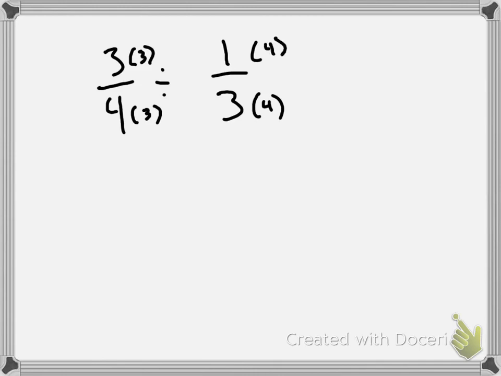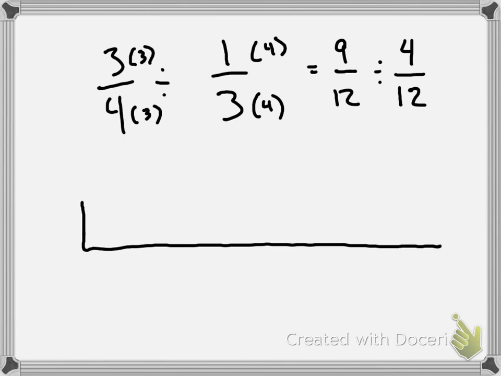So let's go ahead and rewrite this then. What we have now is 9/12 divided by 4/12. Alright, so again I want to use colored regions to do this, so I'm just going to go ahead and make a rectangle here. We're going to divide it into 12ths, so we'll divide it in half.